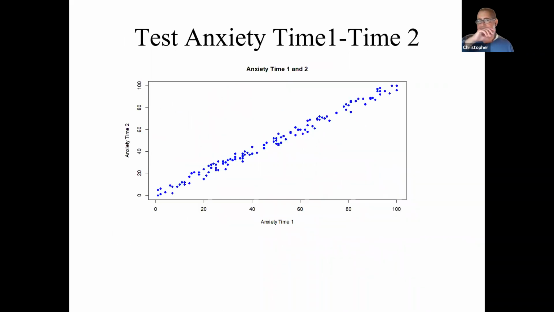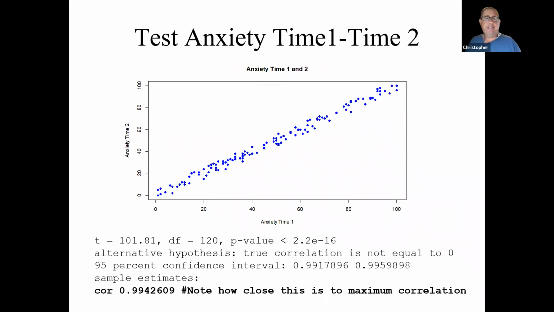All right, here, test anxiety at time 1 and time 2. We see a really strong relationship here. This looks almost like a straight line. We can see this correlation is actually 0.99. It's very close to 1.0, or what would be a perfect correlation. People's scores, both times they took the scale, were very stable, is a good interpretation there.